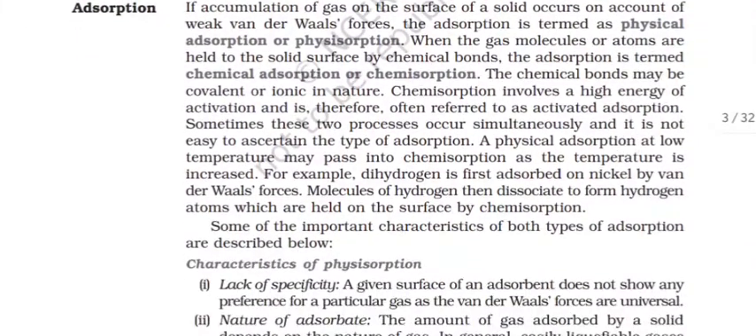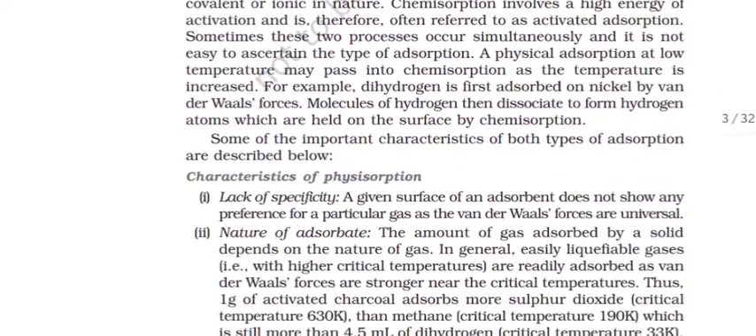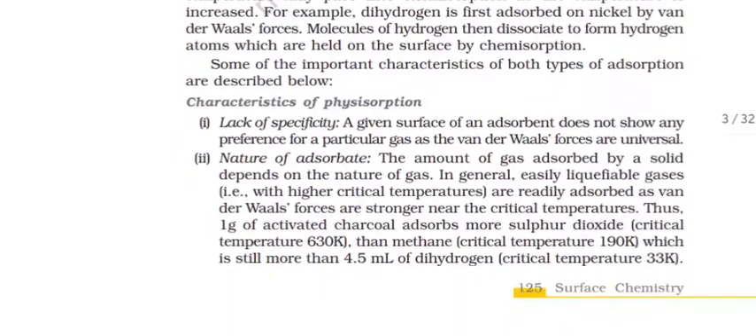There are mainly two types of adsorption of gases on solids. If accumulation of gas on the surface of a solid occurs on account of weak van der Waals forces, the adsorption is termed physical adsorption or physisorption. When the gas molecules or atoms are held to the solid surface by chemical bonds, the adsorption is termed chemisorption or chemical adsorption. The chemical bonds may be covalent or ionic in nature. Chemisorption involves a high energy of activation and is therefore often referred to as activated adsorption.